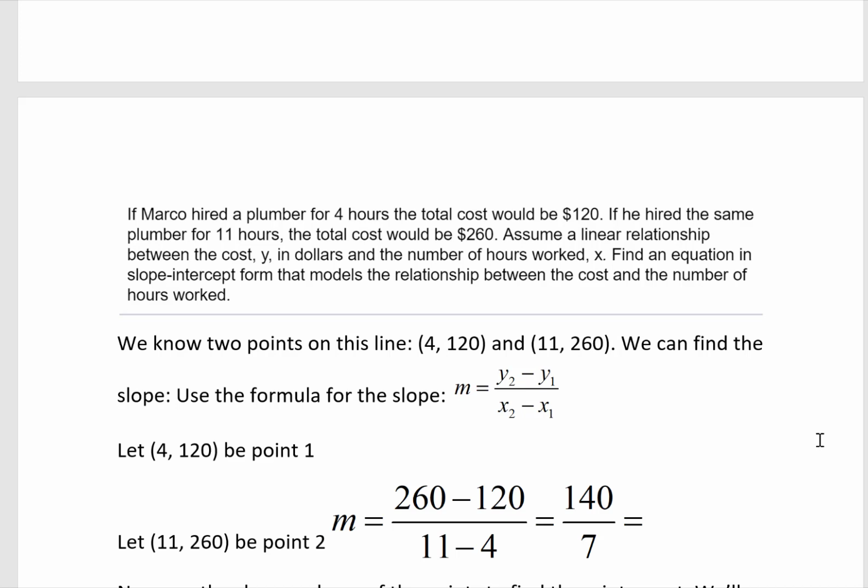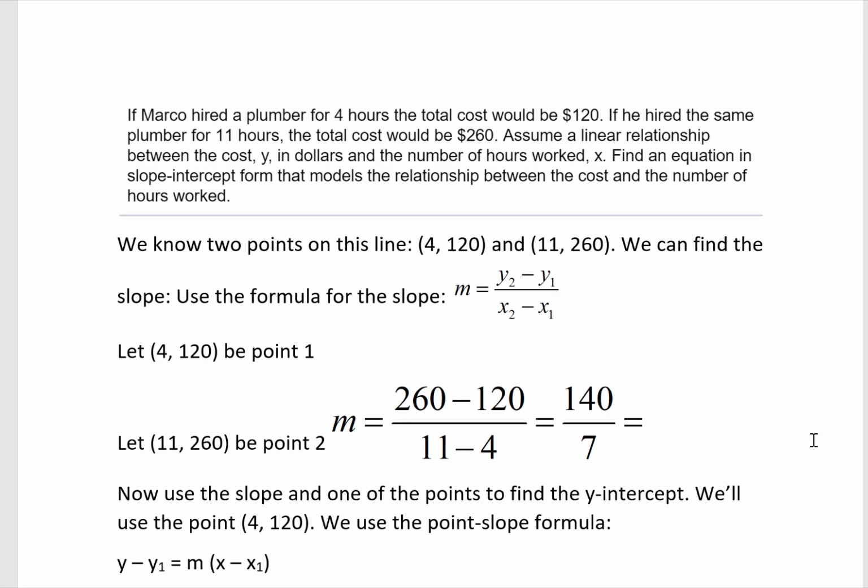So first we know there are 2 points on the line that were given in the problem, 4, 120. So 4 hours cost $120 and 11 hours of work cost $260. We can find a slope using those 2 points, using the formula for slope. If I let the point 4, 120 be point 1, the point 11, 260 be point 2, go ahead and set up my slope formula. y2 minus y1, 260 minus 120 equals 140 in the numerator. x2 minus x1, 11 minus 4 equals 7 in the denominator. Go ahead and divide, and so I get 20. And that's actually the hourly cost for the plumber.